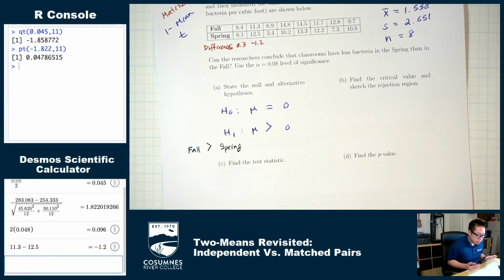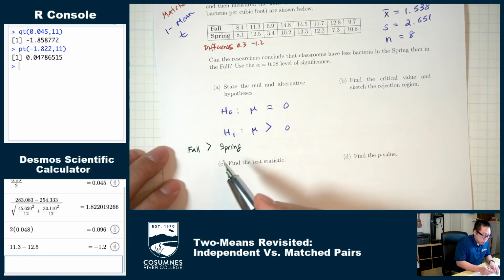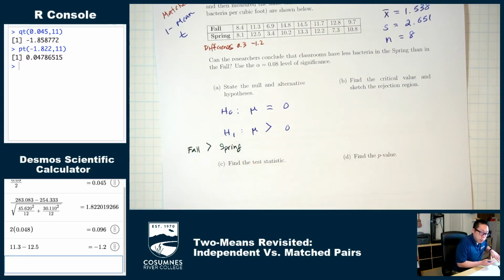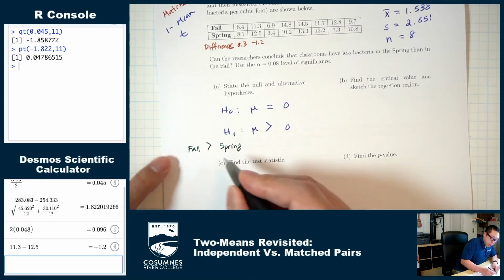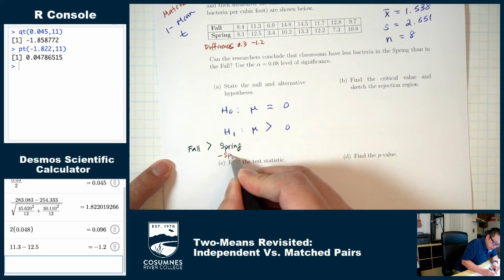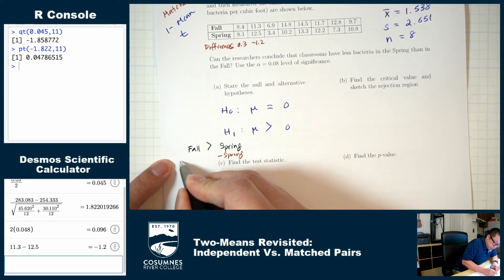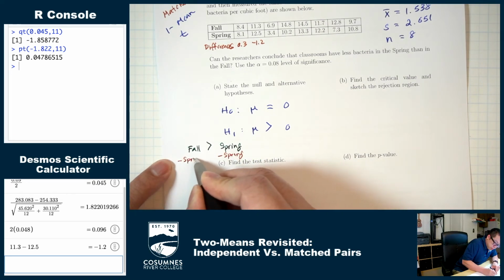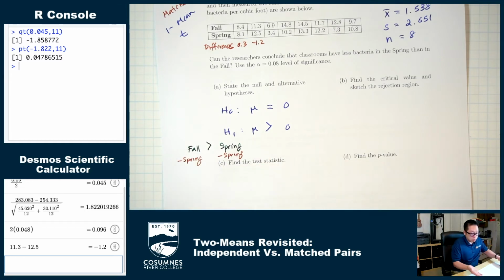Now, what we're actually doing here is moving everything to the left side. So doing algebra, moving things to the left side, we are subtracting the spring to the left side. Now, the left side is fall minus spring.